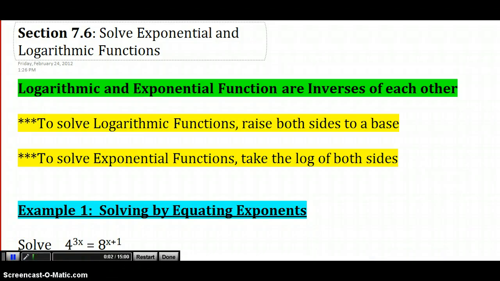Section 7.6, the last section in the chapter. You are solving exponential and logarithmic functions. Now, logarithmic and exponential functions are inverses of each other, believe it or not.